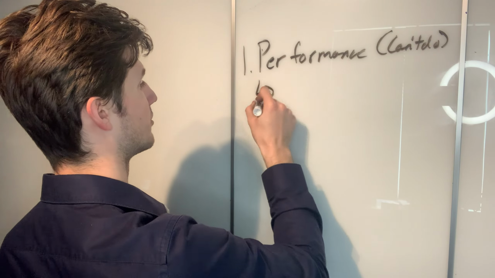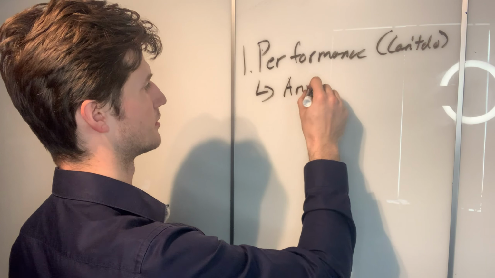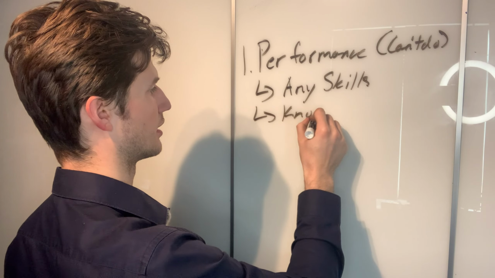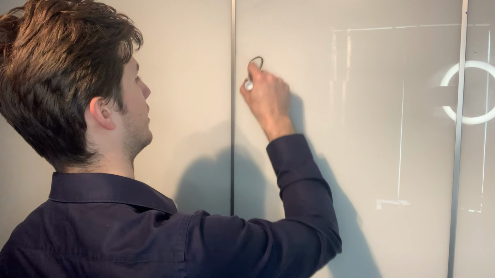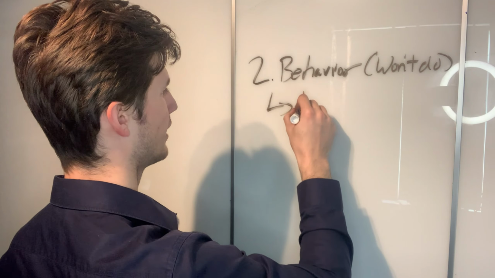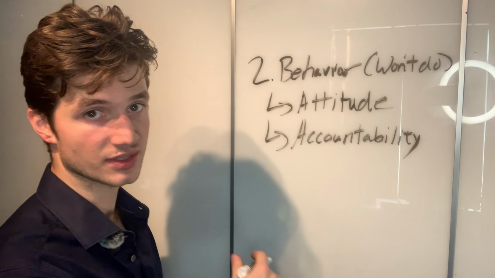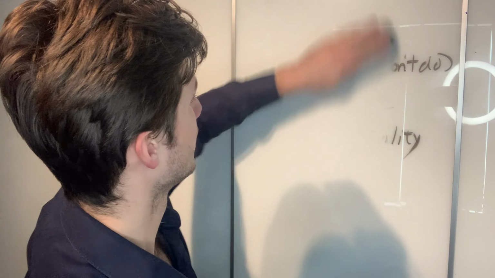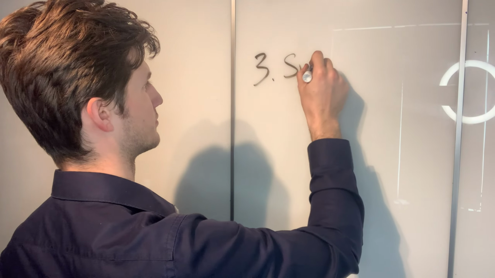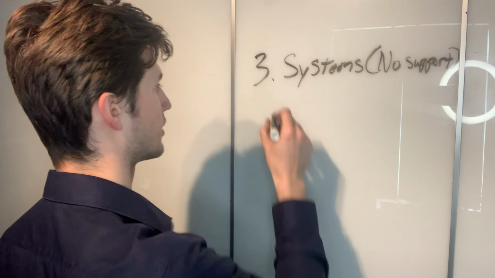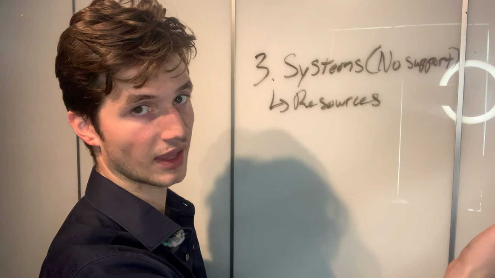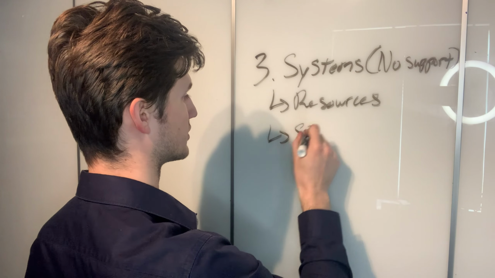And this is relatable to any skills or knowledge gaps. The second one being behavior. So what they won't do. This is often related to attitude and accountability, as just, again, a couple of examples here. And the third one is systems. So no support. And this is often referred to as the resources that support them in carrying out their tasks and the structures in place.